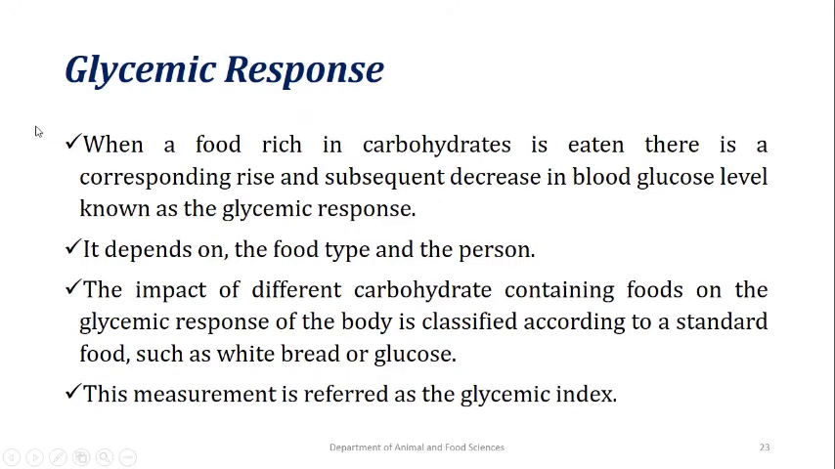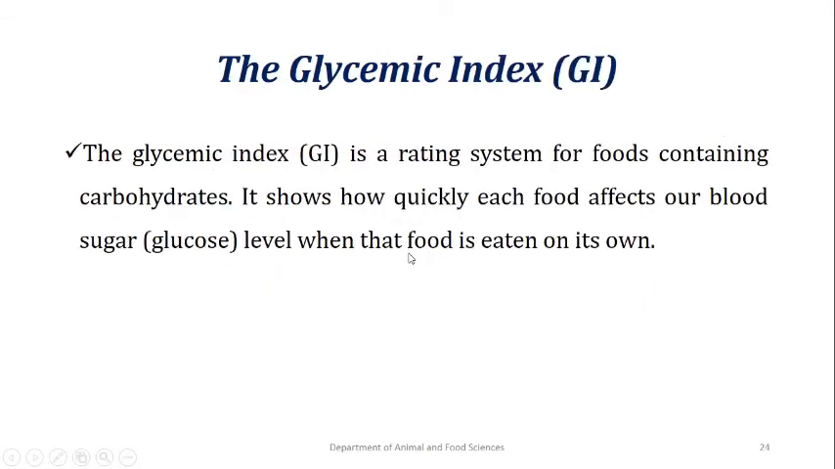Okay, then to compare the glycemic response of different kinds of foods, we have an index called glycemic index. The glycemic index is a rating system for foods containing carbohydrates. It shows how quickly each food affects our body sugar, meaning our blood sugar, the glucose level in our blood, when that food is eaten on its own.